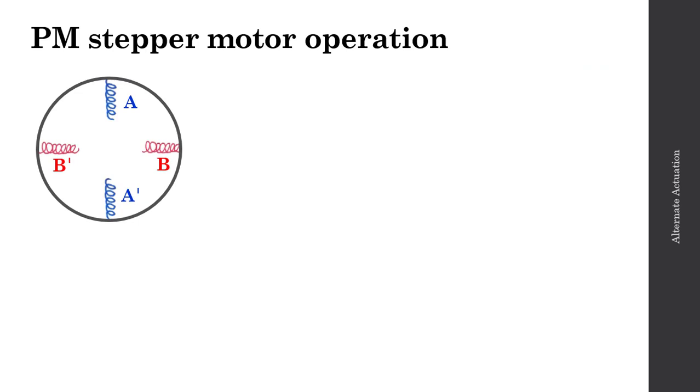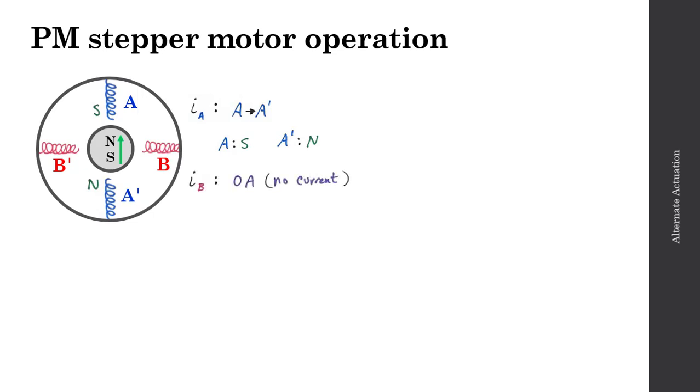Let's begin by sending a current through the A coil. So a current will flow from A to A prime, such that we set up a south pole at A and a north pole at A prime. As a result, the single pole rotor shown here will align itself in this direction. And it's also important to note that in this case, where there is current through the A coil, there is no current through the B coil. So this is step one of the motor operation.